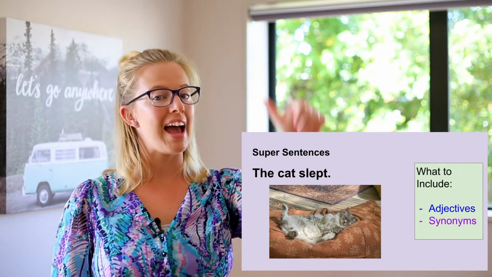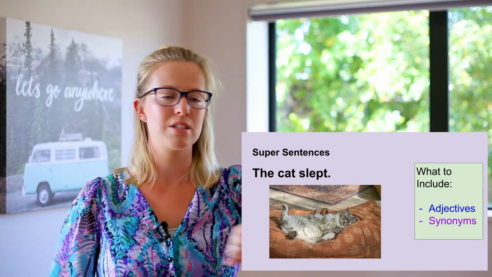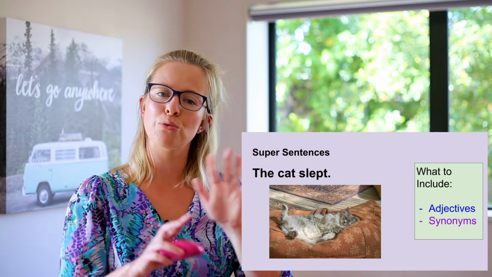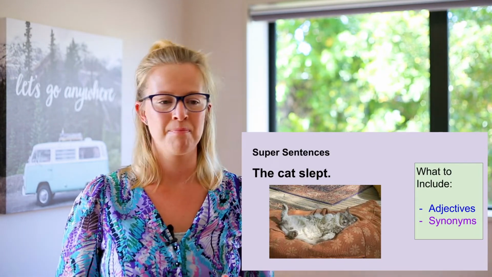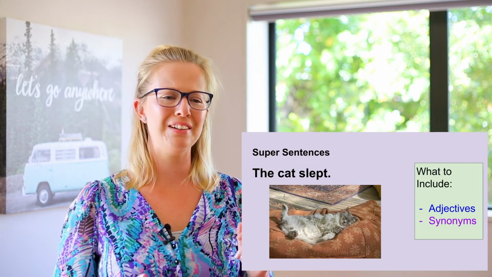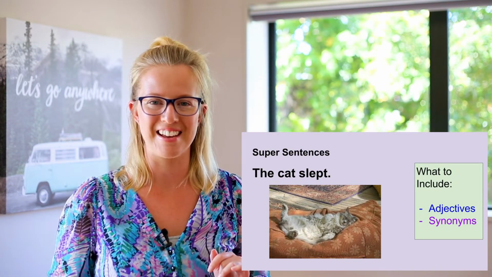Okay, now we know about adjectives and synonyms. Those are the two things that we're going to use in our super sentences. So together, we're going to transform this regular sentence into a super sentence. The regular sentence is, the cat slept. And look at that fluffy cat. He looks so relaxed on that beanbag chair.